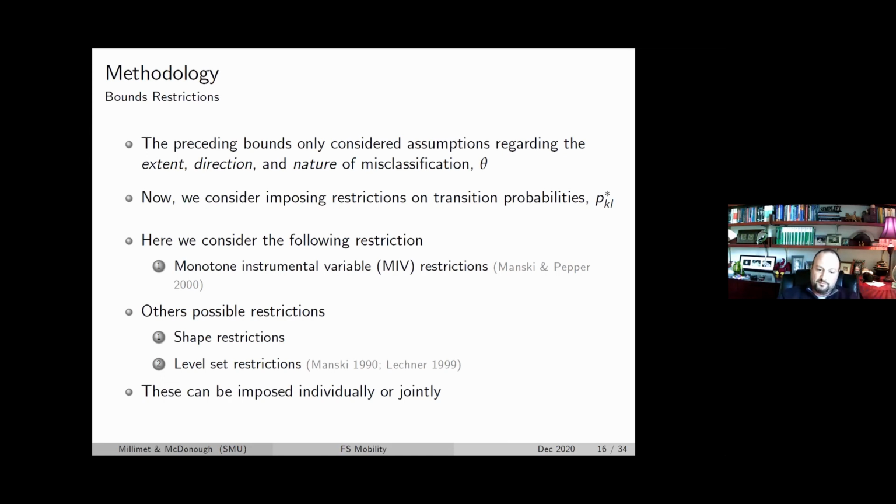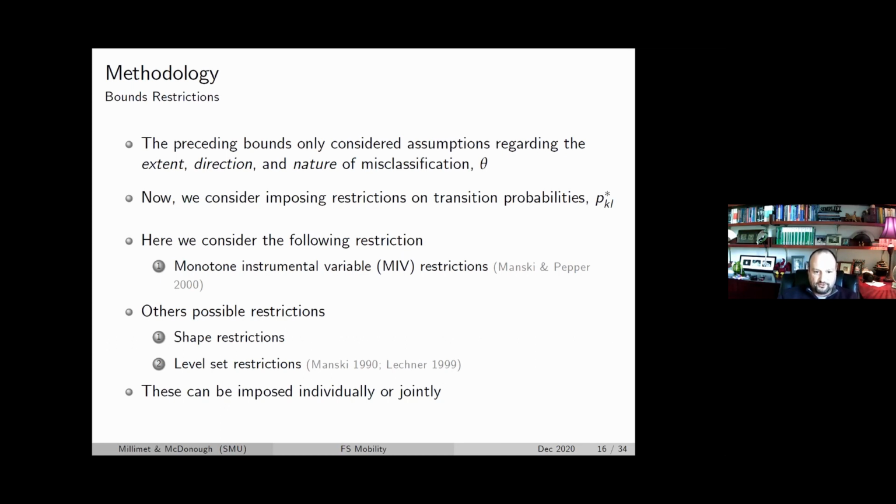My code is set up, if you want it for your own work, to think about shape restrictions and also what are called level set restrictions. The shape restriction that we used when we were looking at income mobility is that you might be willing to impose a shape on the transition matrix: the elements of the diagonal, the staying probabilities, are the largest, and the probabilities get smaller as you get further away from the diagonal. That's what we mean by a shape restriction in this context.